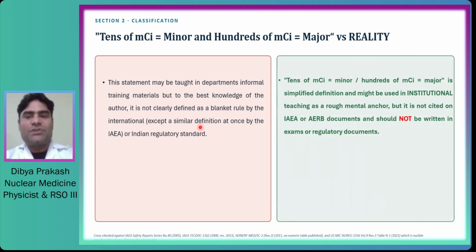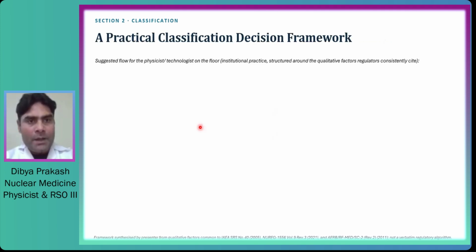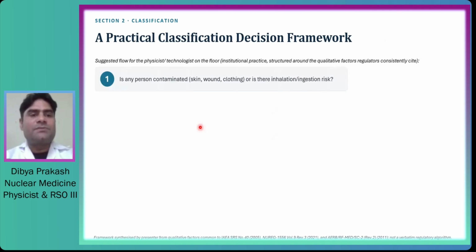A simplified definition might be used in institutional teaching as a rough mental anchor, but it is not cited in the IAEA or the AERB document to the best of my knowledge, and should not be written in the exams or the regulatory documents. For the practical classification and decision framework, it is major versus minor if the answer is yes to any of these questions.